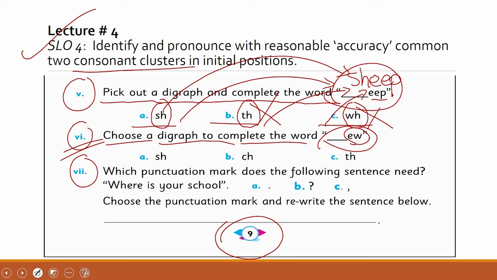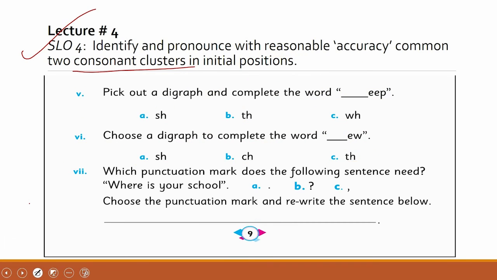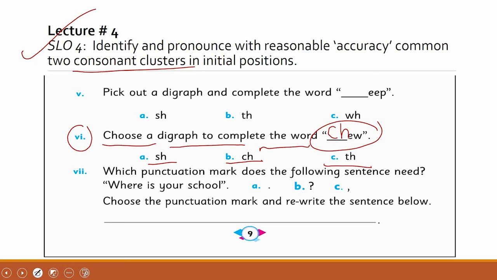Number 6, choose a digraph to complete the word: dash ew. Again 3 options: sh, ch, th. Let's try all the given options. Shew, chew, thew. Again, choose a digraph to complete the word ew. Shew, chew or thew, and the option is chew. Chew means to eat, to chew something in your mouth.